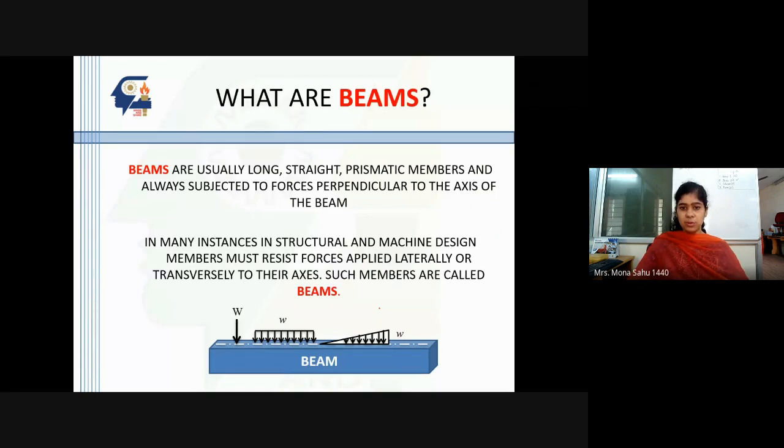Okay, so all of you know what a beam is. It's a long, straight, prismatic member, subject to forces perpendicular to the axis of the beam. So this is something that you should assume. There is the axis of the beam in the middle. The load is acting perpendicular to that axis. So such members are known as beams.